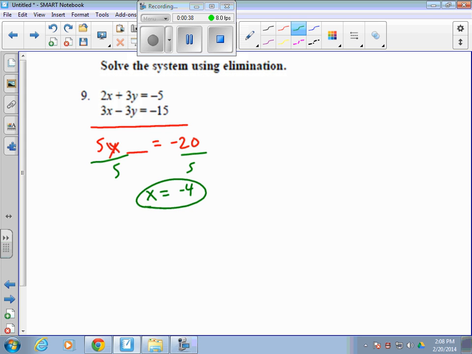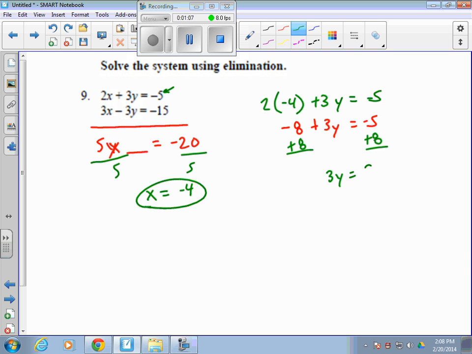Use that value, plugging it in to get y's value. 2 times x is 2 times negative 4, plus 3y, just plugging it into this equation here, plus 3y equals negative 5. 2 times negative 4 is negative 8, plus 3y is equal to negative 5. When you put negative 8 and negative 5 together, you undo negative 8 by adding 8. When you add 8 to the left, add it to the right. And 3y equals negative 5 plus 8 is positive 3.